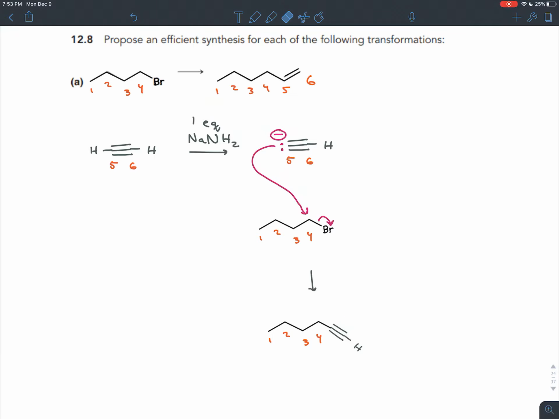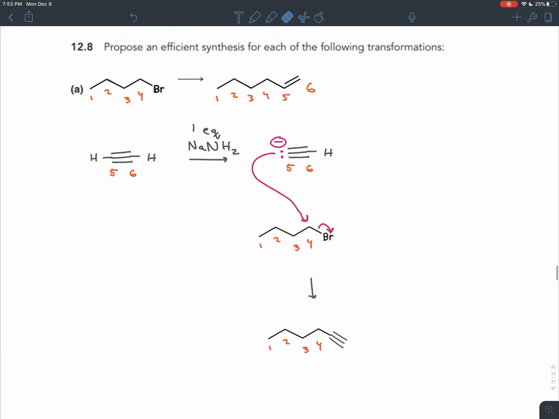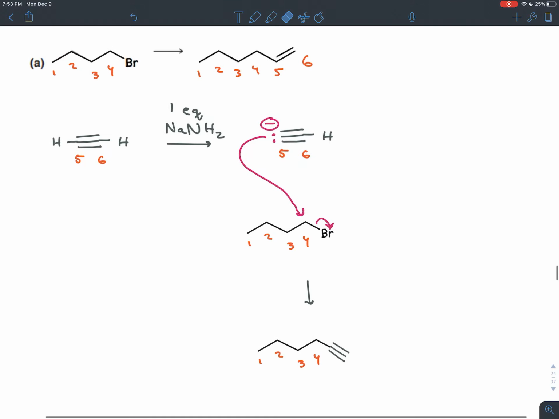But now we have to change the functional group. So that hydrogen's still there, but it's implied. The hydrogen I erased, on the terminal alkyne, is still there, it's just implied in the skeletal structure. So we have our 6 carbons. We just have to turn this alkyne, that triple bond between carbon 5 and 6, into a double bond. In other words, we want to hydrogenate this.